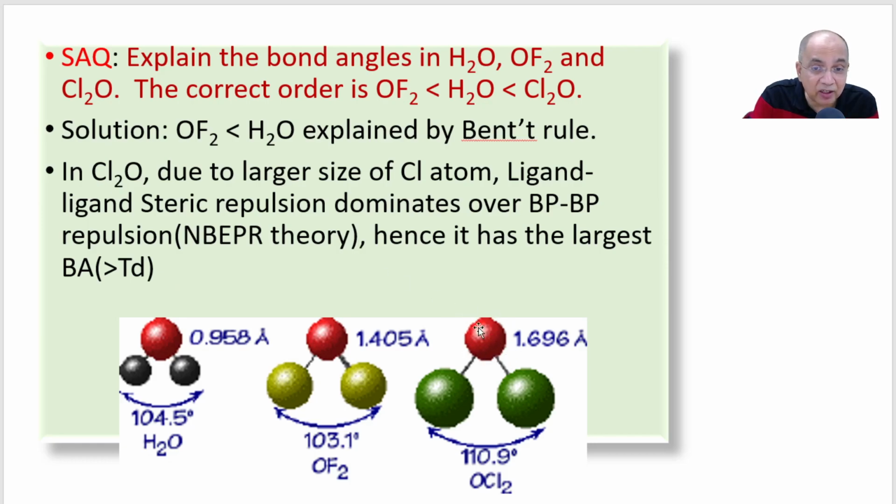NBEPR: when the central atom is small, that is a second period element, and the peripheral ligands are third or fourth period, then ligand repulsion will make the bond angle greater than tetrahedral, although the hybridization is sp3. There are two lone pairs, not so. But these two cases can be explained. We have already done that. Fluorine is more electronegative than hydrogen, so the s character is more here. That makes the repulsion a little more, and here the p character is more, the repulsion is less, so the bond angle is less. Bent's rule can be applied there, but here it can't.